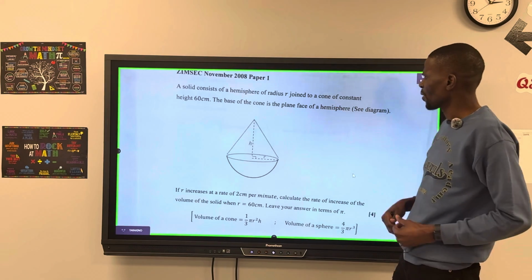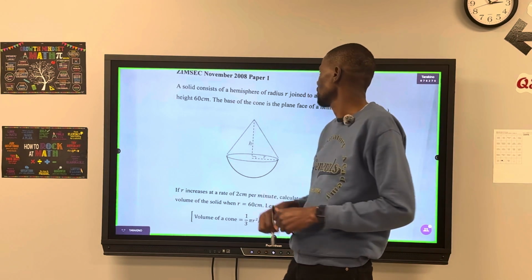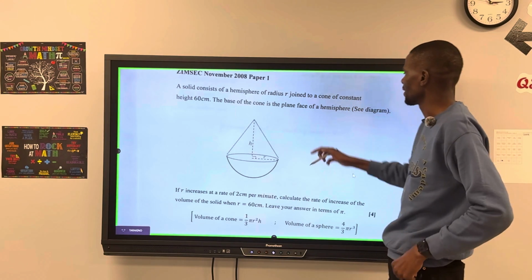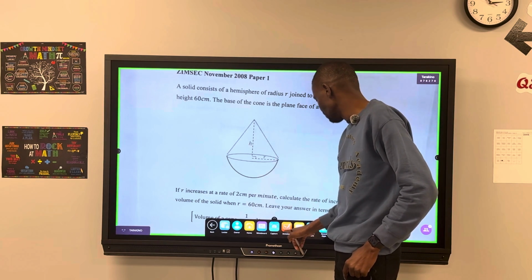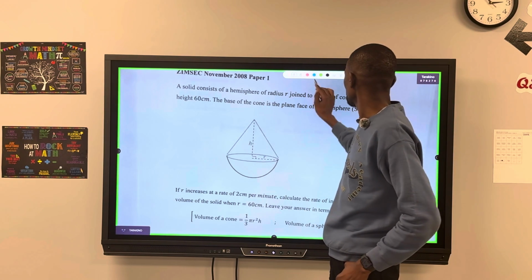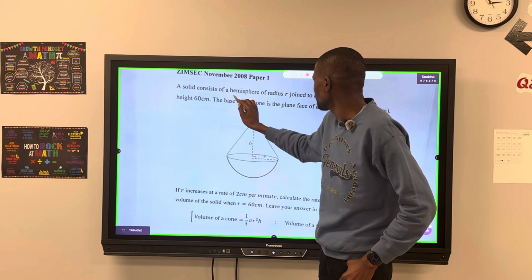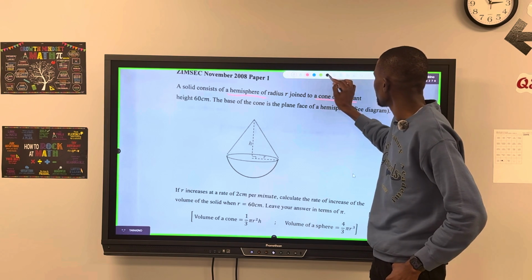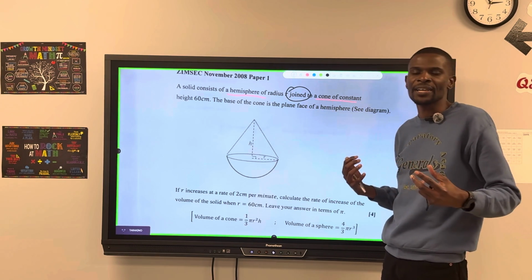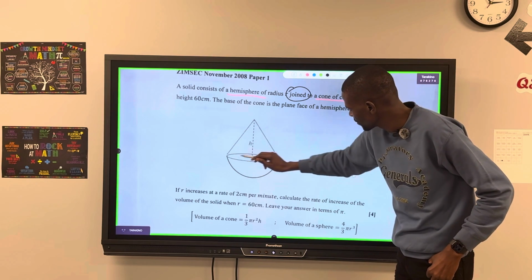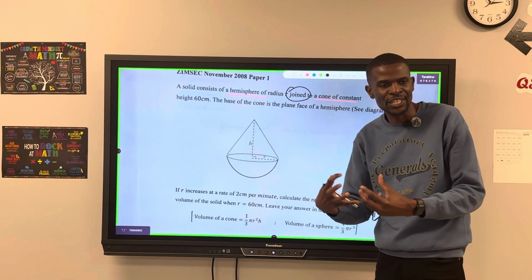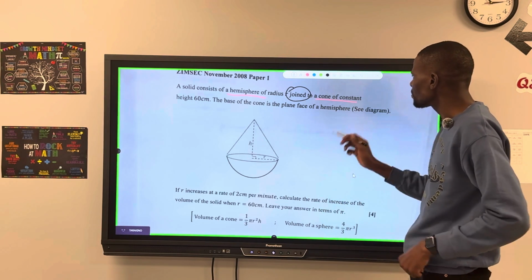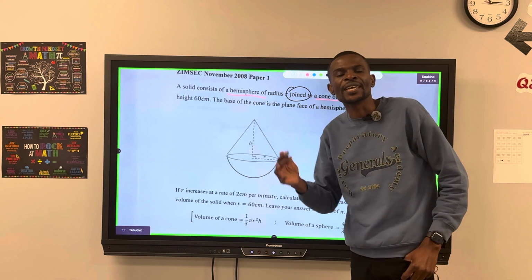Now coming to our question, that is ZIMSEC November 2008 paper 1 question. The question reads: a solid consists of a hemisphere. The key word here is hemisphere, of radius r, joined to a cone. So that's the hemisphere, that's the cone. They have a shared radius, so the base of the cone is the plane surface of the hemisphere.